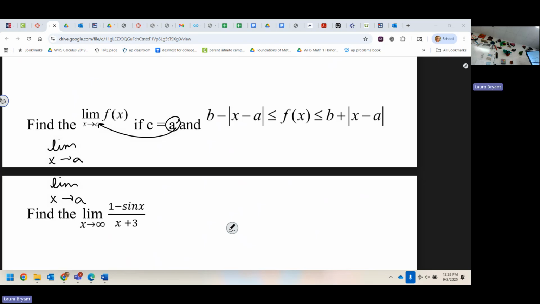Okay, and then my function over here, this is an absolute value function, shifted right a, reflected, and then shifted up b. And then this one's an absolute value function shifted right a, up b. So we've got a v shape and a v shape. And then some function in the middle. So I want to take the limit of this small one.